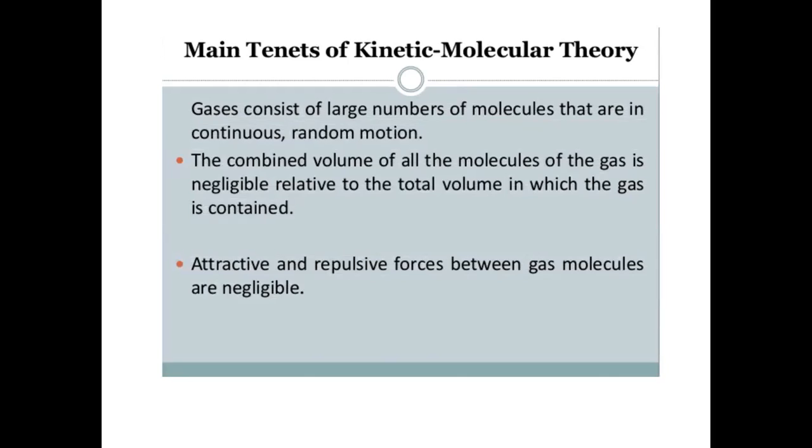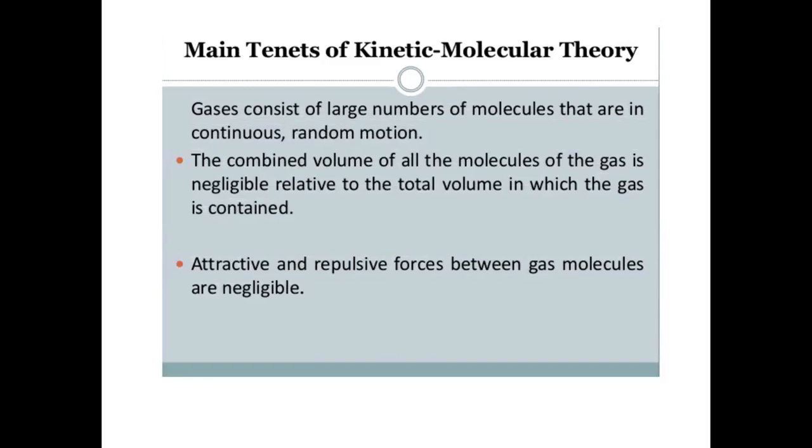But this postulate was later found to be wrong, right? We'll consider it. Please note that. The second point was not correct. Afterwards, it was discovered that the second point was wrong. And the third point, that attractive and repulsive forces between gas molecules are negligible, is not true again, right?